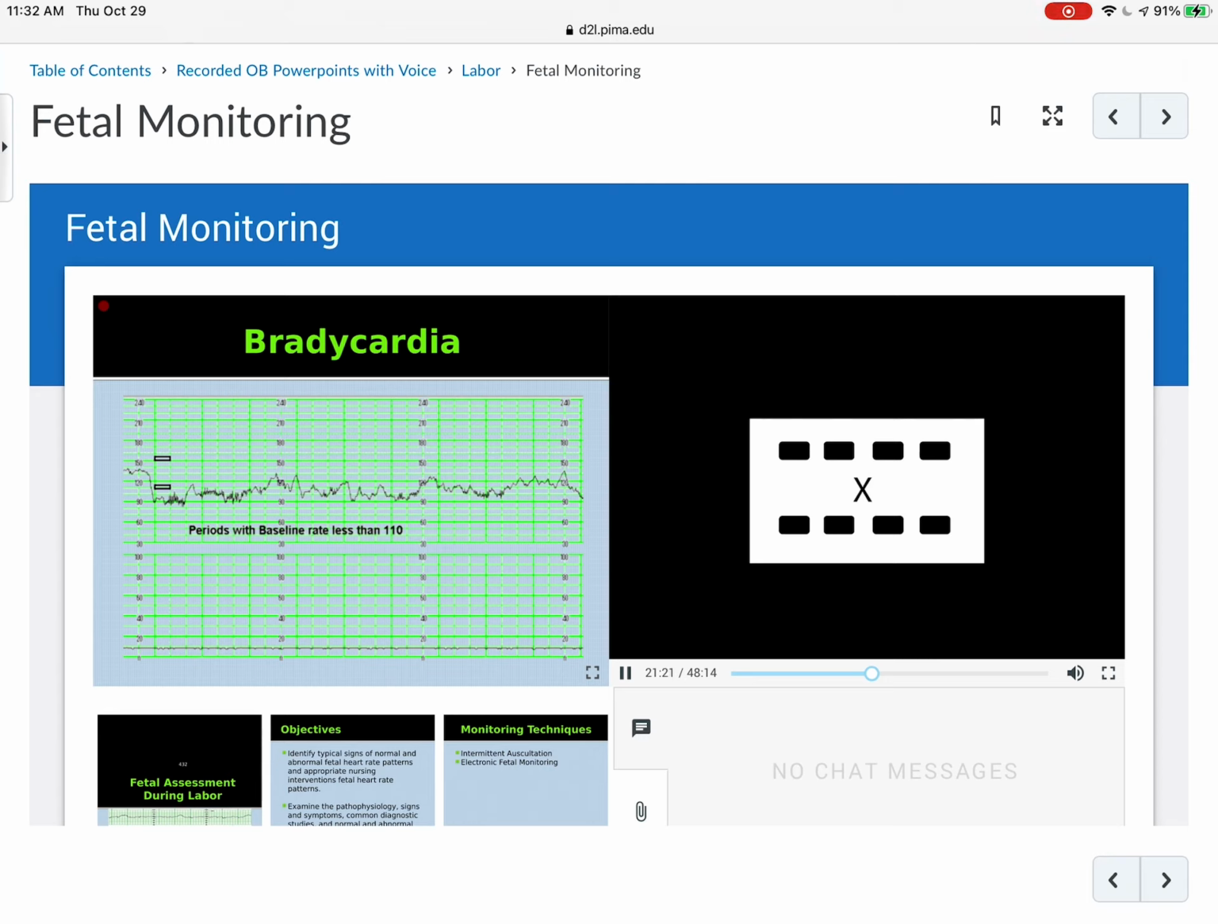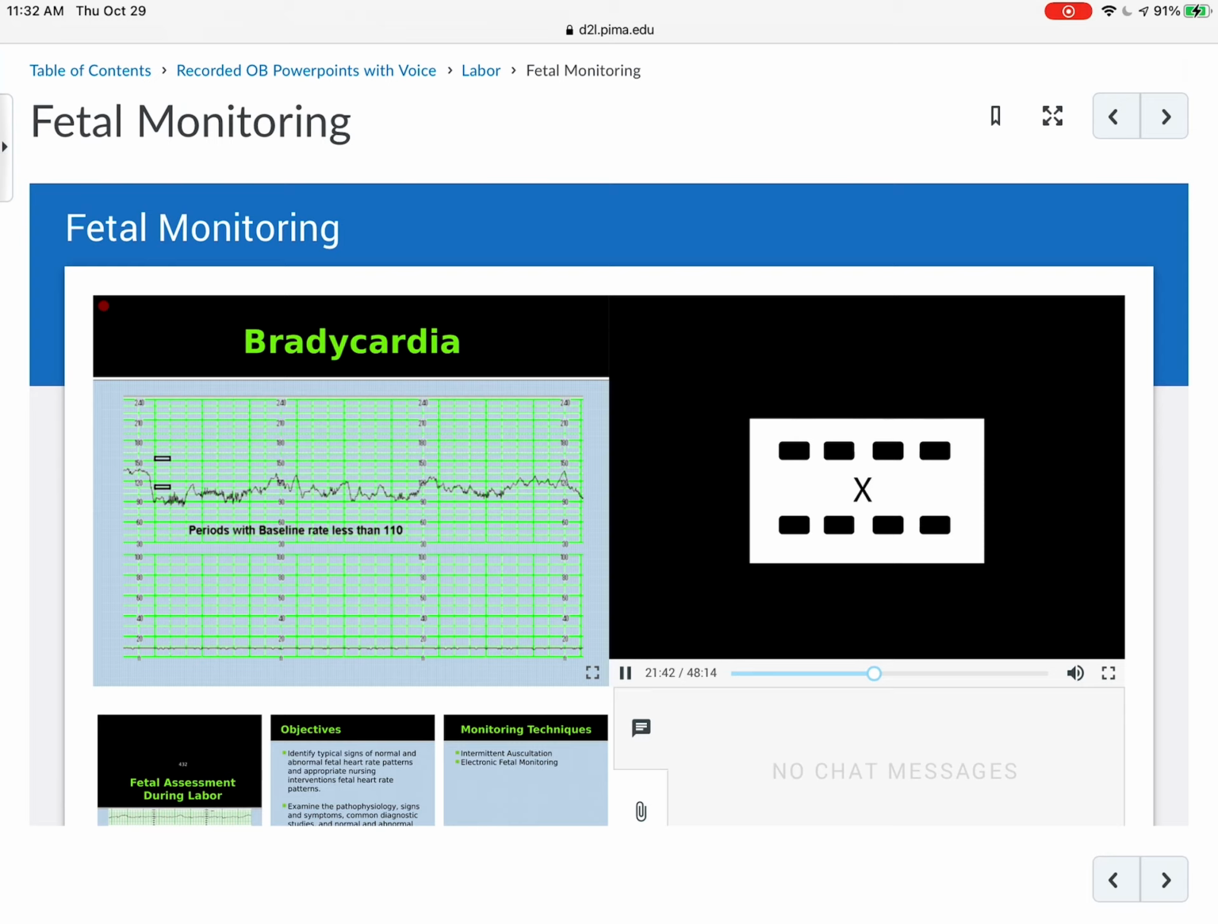Here's a picture of bradycardia. Remember, bradycardia is a baseline rate of less than 110, and this one is probably in the high 80s to 90s. Variability is good. You've got that nice variation. And if you look at the contractions, there are no contractions, and you could say this patient is not contracting.